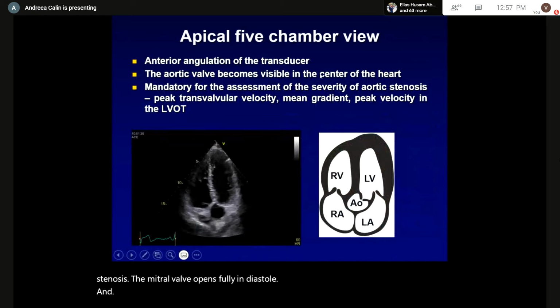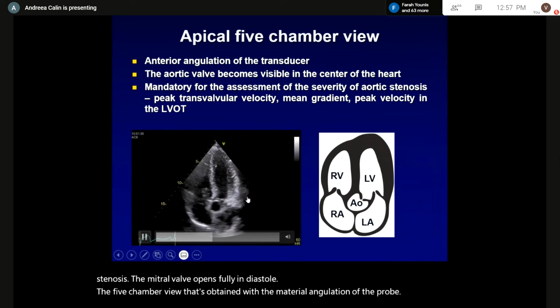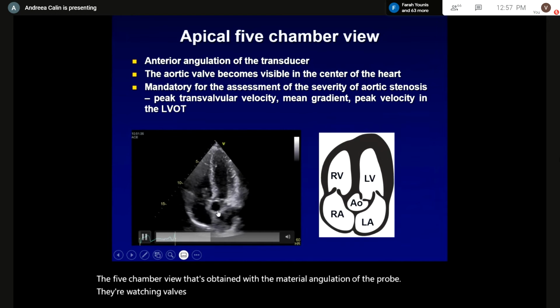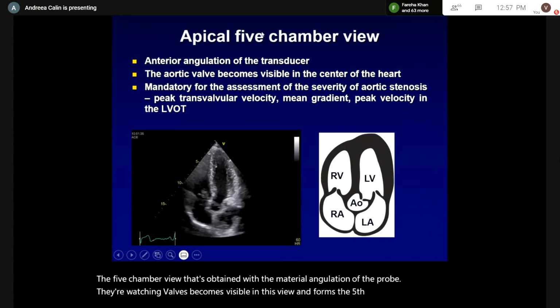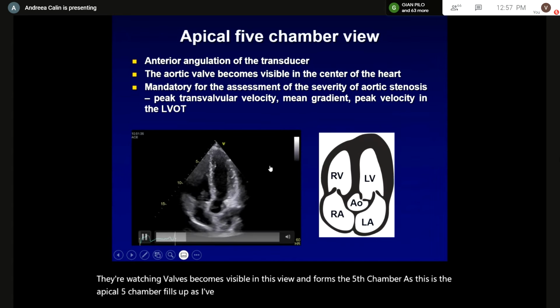And the 5-chamber view is obtained with an anterior angulation of the probe. The aortic valve becomes visible in this view and forms the 5th chamber. This is the apical 5-chamber view, as I've said. The aortic valve is in the center of the heart.